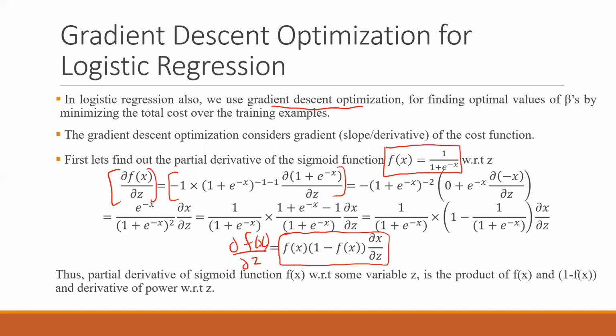It looks simple, and actually it is very simple to remember, because we were already dealing with f(x) and 1 minus f(x). Only this delta x upon delta z has been added. So the partial derivative of the sigmoid function is the product of f(x) and 1 minus f(x) and the derivative of the power with respect to z. So you have to take care of these things.